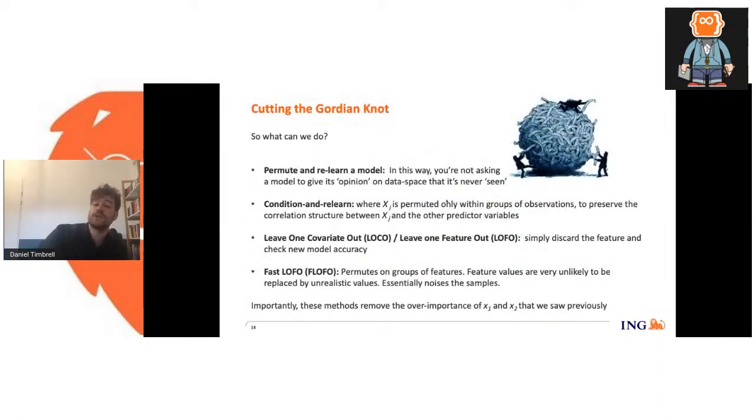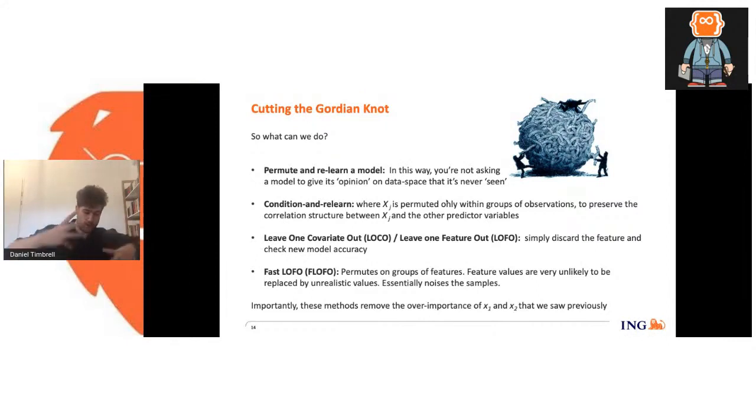So what can we actually do about this? One thing that we can do is to permute your data and then relearn the model. In this way, you're not asking your model to give its opinion on a data space that it's never actually seen. Although, of course, this does involve retraining a model probably a lot of times, because you probably don't want to trust just one permutation. You probably want to do it a whole bunch of times, which means rerunning a whole bunch of models. Another example that you could use is conditioning and relearning.